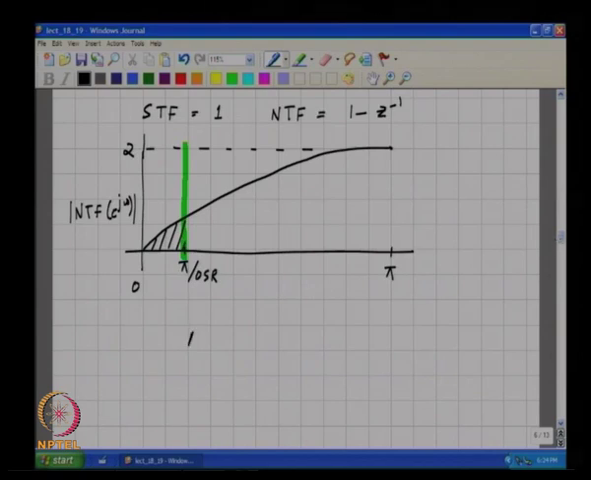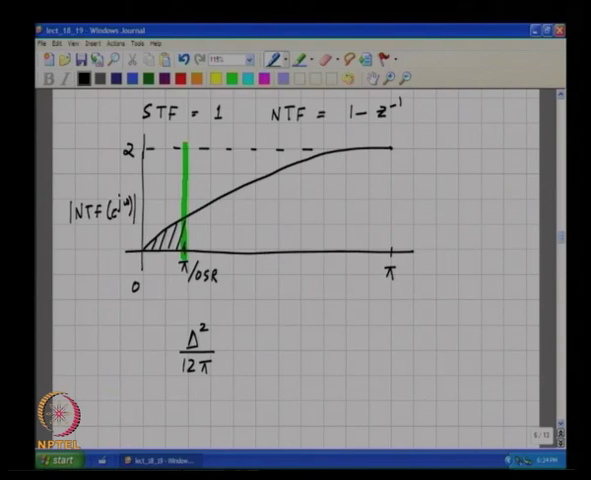The quantization noise we have assumed to be white, and therefore its spectral density must be delta square by 12 spread across all the way from 0 to pi. Now, this is passed through a filter with some transfer function, correct. So, what do you think the spectral density of the noise will be after it passes through the transfer function? Delta square by 12 times mod NTF of e to the j omega, the whole square, will be the spectral density of the quantization noise at the output, correct.